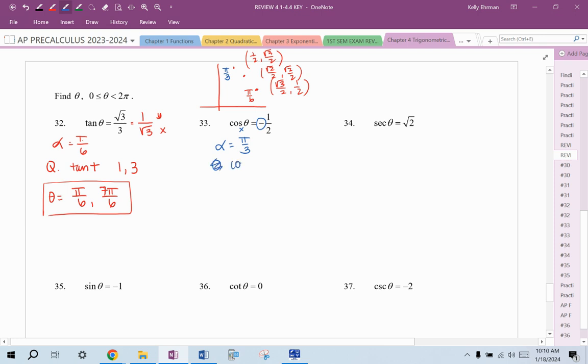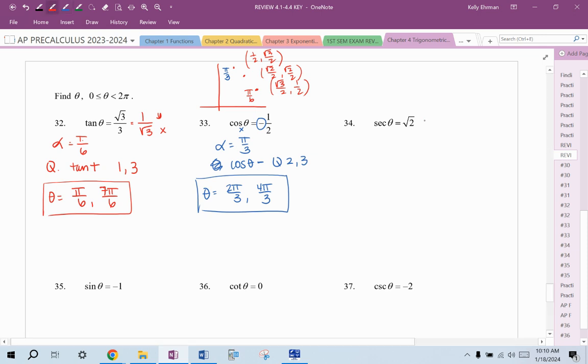Let's do this. Cosine theta is negative in quadrants 2 and 3. So your answer for theta is in quadrant 2, it's 2 pi over 3. And in quadrant 3, it's 4 pi over 3. Remember the patterns for those common angles. The numerators are one less than the denominator in quadrant 2, and they're one more in quadrant 3.